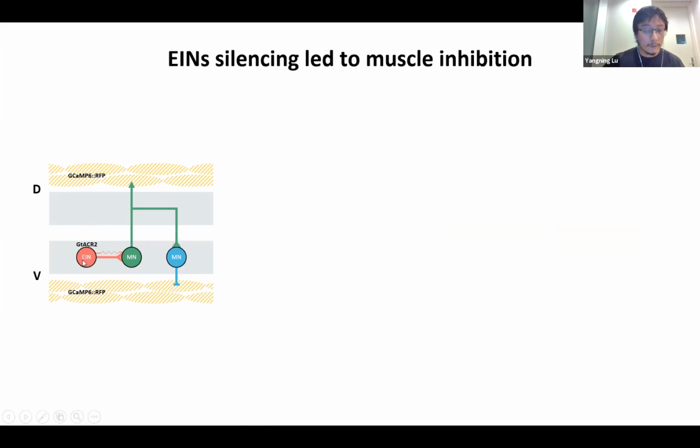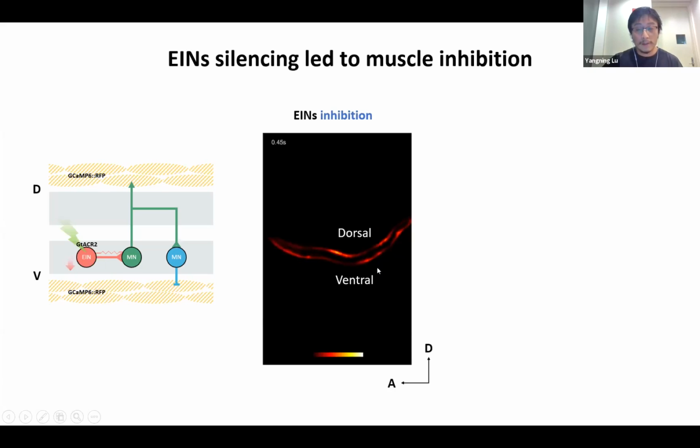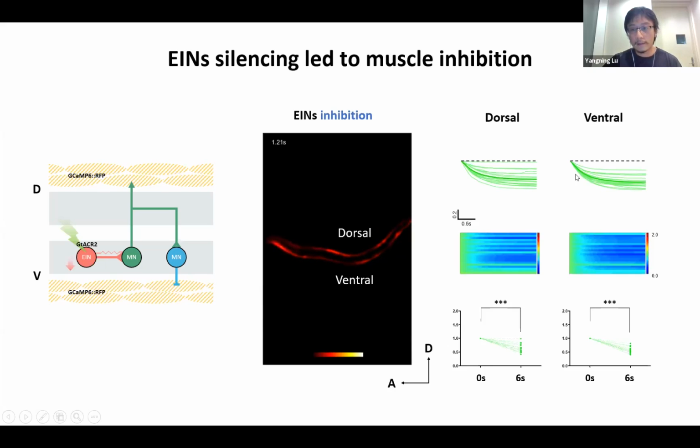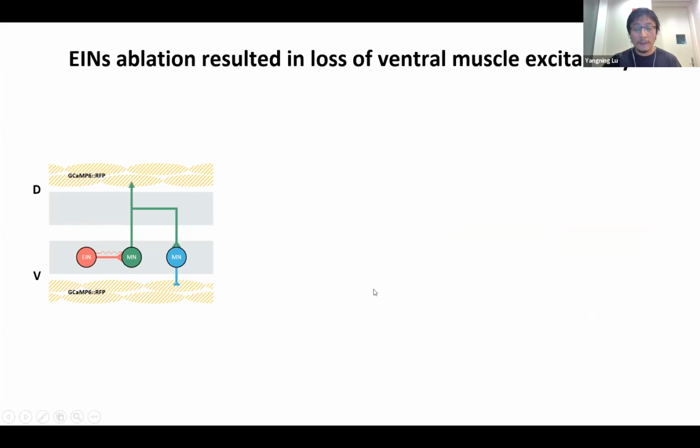And on the contrary, when we optogenetically silenced the premotor interneurons altogether and recruited the muscle cells, we saw that, yes, the ventral, as well as actually the dorsal muscle cells, are inhibited. So this is sufficiency and necessity. However, both of these approaches are optical interrogations, and we wanted to validate our results by other approaches.